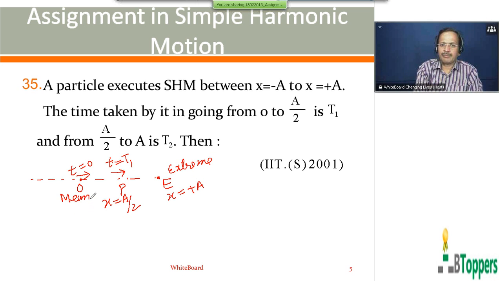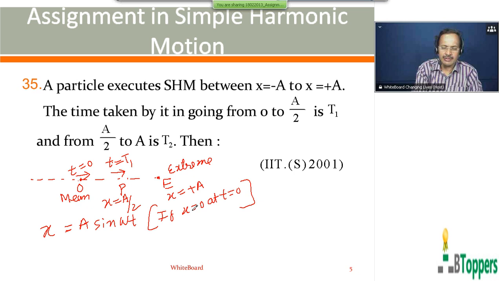So as I discussed in the theory part, if you start counting time when the particle is initially at the mean position, moving in the positive direction, the displacement from the mean position at time t can be written as x equal to a sin omega t. That is, if x equal to 0 and v is positive at t equal to 0, that means the particle is moving in the positive direction, then the equation for displacement from the mean position is x equal to a sin omega t.